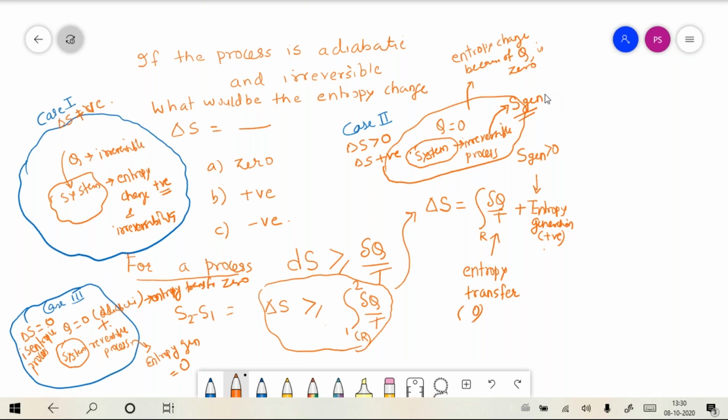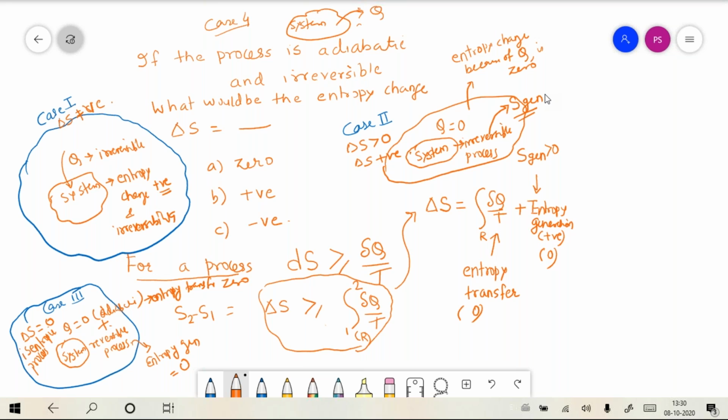In case 2, entropy transfer is zero because heat transfer is zero. However, entropy generation is positive. Why? Because of irreversibility. Now consider case 4, where a system is rejecting the heat, and this heat transfer is reversible.